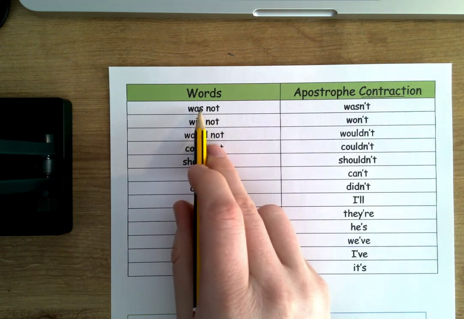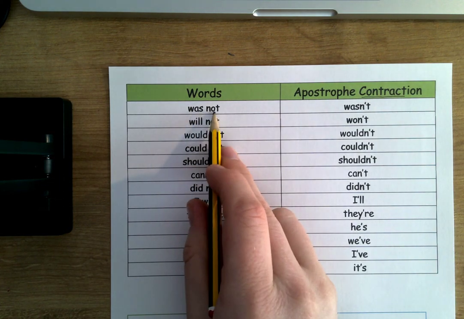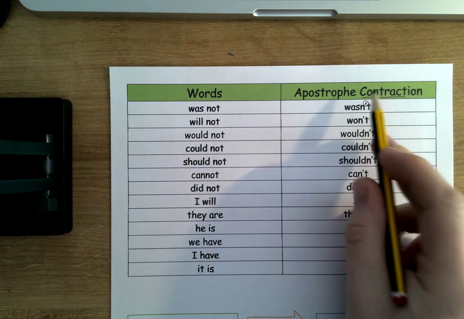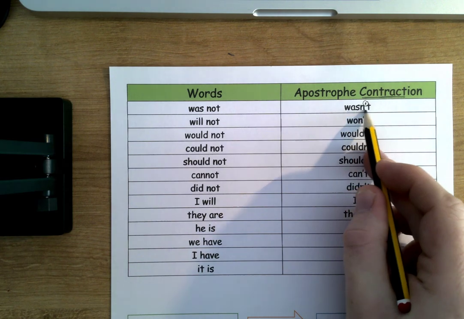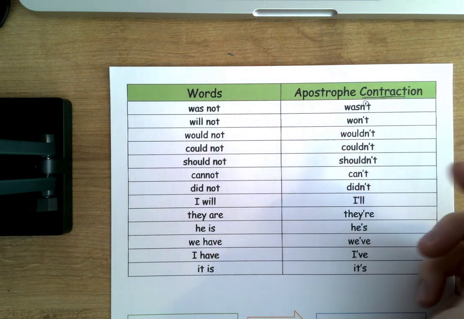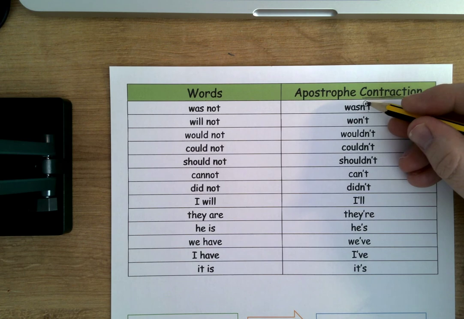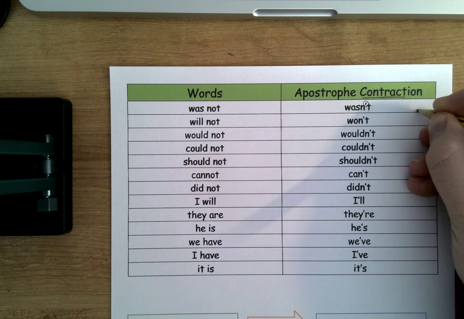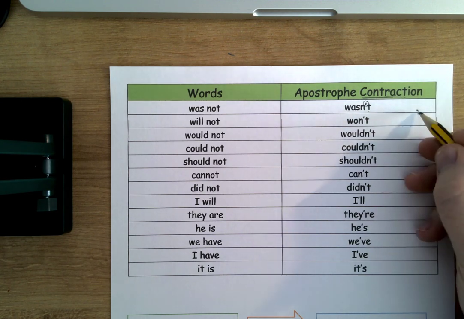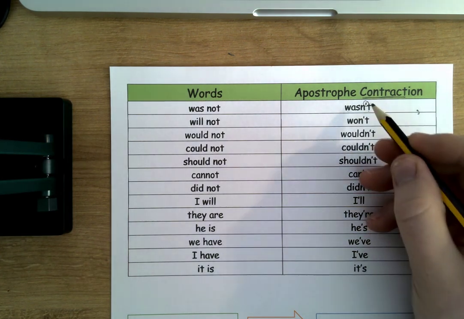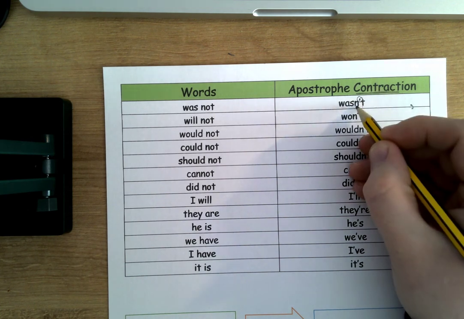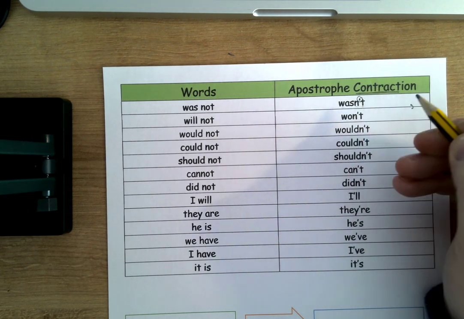If you look at was not here, an apostrophe, which is this little symbol here, contracts the 2 words into one word and it becomes wasn't. Now you might say to yourself, oh, the apostrophe looks like a comma. Yes, it does look like a comma, but it's slightly different in where it's placed. A comma is usually placed after a word and at the bottom. But an apostrophe is placed near the top of the word, and it actually comes in between 2 letters here.